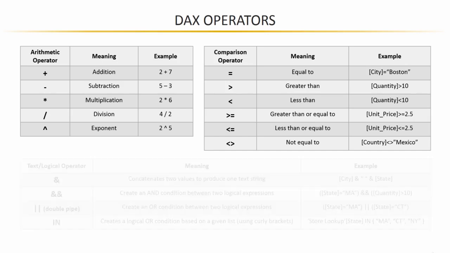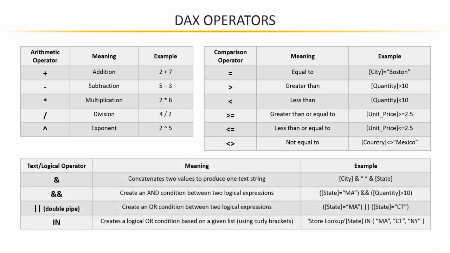And then where it gets a bit more interesting is with the text and logical operators. And these ones are a little bit different from other formula languages that you may be used to. So one of the consistent ones is using the ampersand as a concatenation tool, where you can combine values to produce a single text string. But some of the newer ones are the double ampersand, which is an AND condition, or the double pipe, which is the OR condition. And on most PCs, you can find that pipe icon by holding Shift and pressing the key right beneath the backspace.